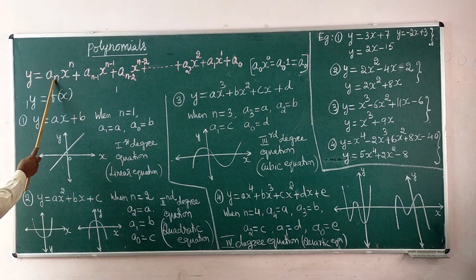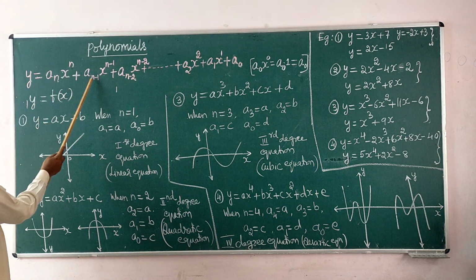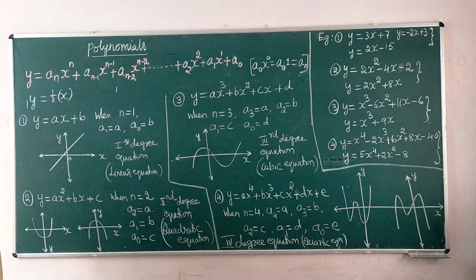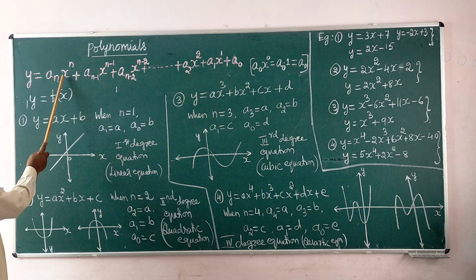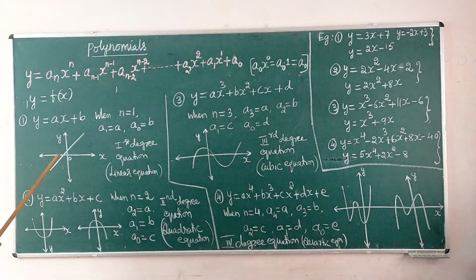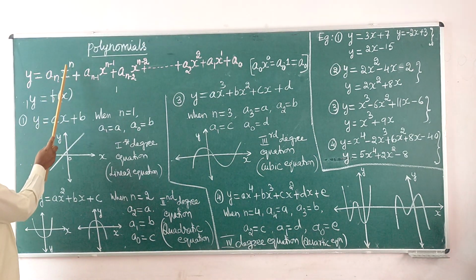Let us see the first term. If we clearly understand the first term, then you will be able to understand the second term and third term and so on. First term is a product of a_n into x to the power of n.